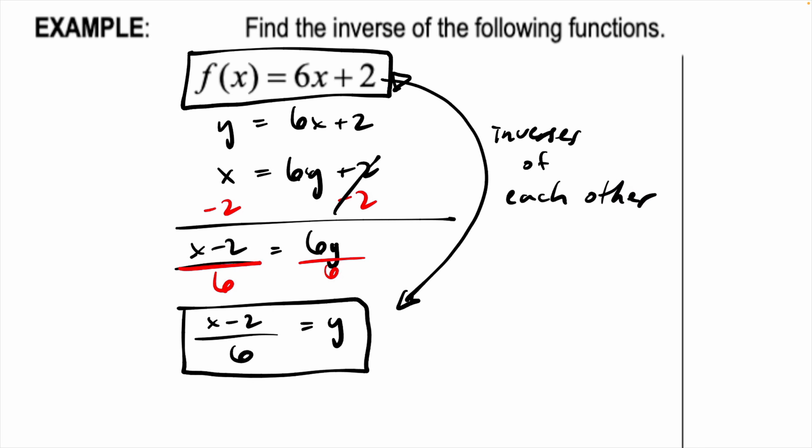In the original, f of x, you're multiplying times 6, right? What are you doing in the inverse? Dividing by 6, right? And in the original, you're adding 2. What are you doing in the inverse? Subtracting 2. It's just the opposite, right? That's why they call it inverse operations. That's where it comes from.